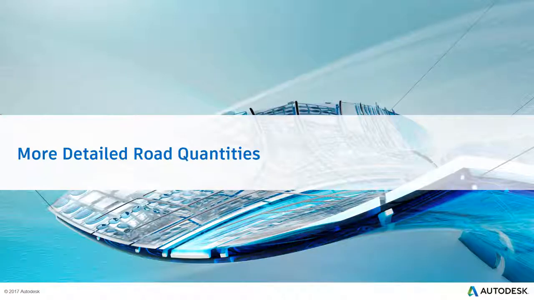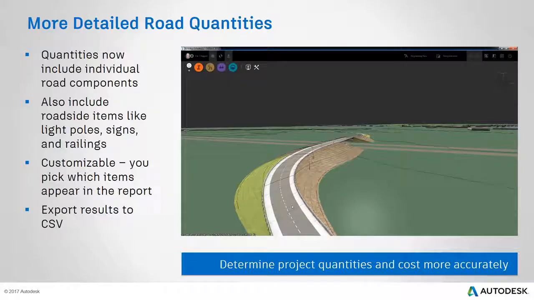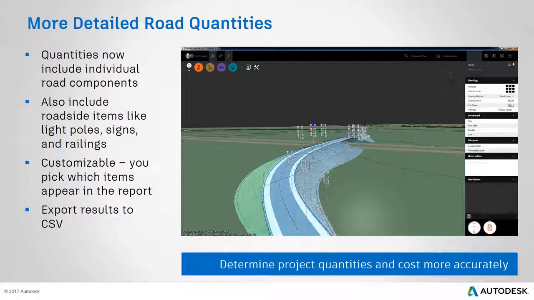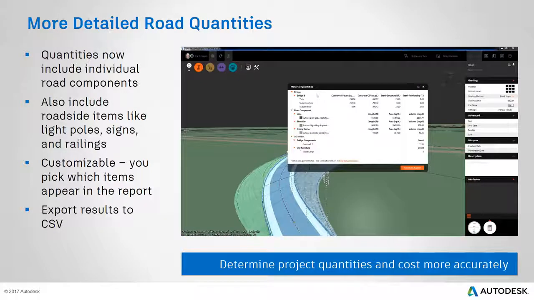Now let's take a look at more detailed road quantities. InfraWorks now supports detailed material quantities in addition to the earthwork quantities that it has supported in previous releases. Notice how I can get information on individual bridge components, road components, and even roadside items like rails, streetlights, and signs. I can even customize how the information is reported.